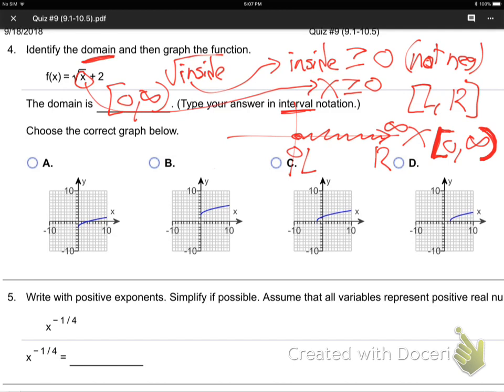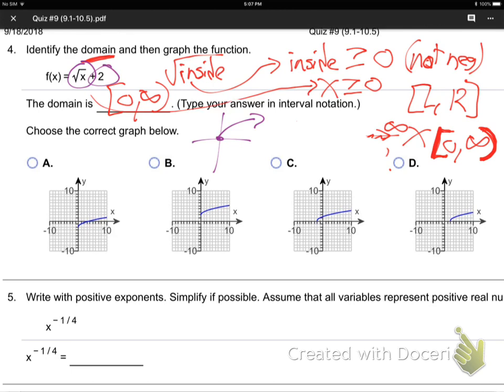To figure out the graph, maybe if I get this out of the way, I'll make a little XY table. Probably the best thing. Oh yeah, we learned this earlier, didn't we? We learned what the square root function does: it looks like a firework, usually starting at the origin.